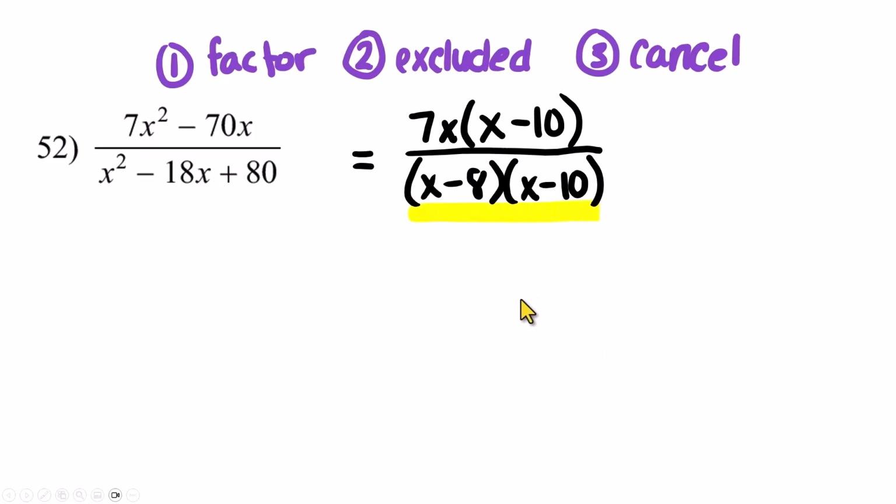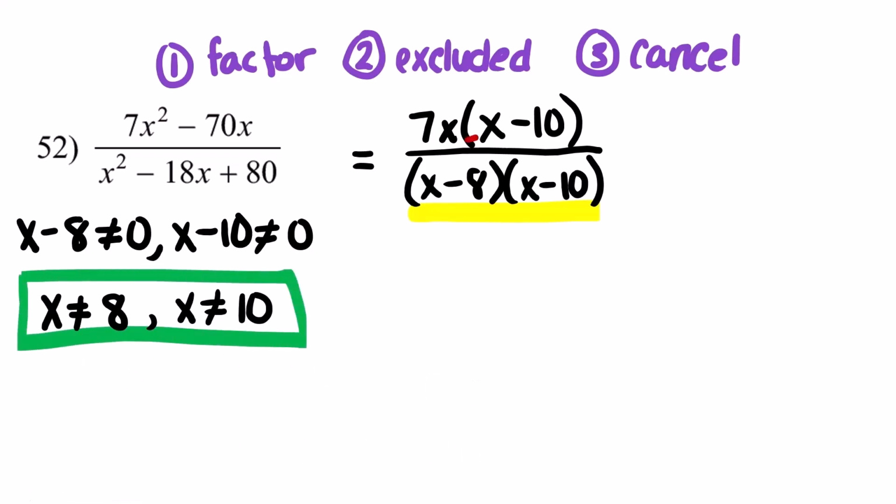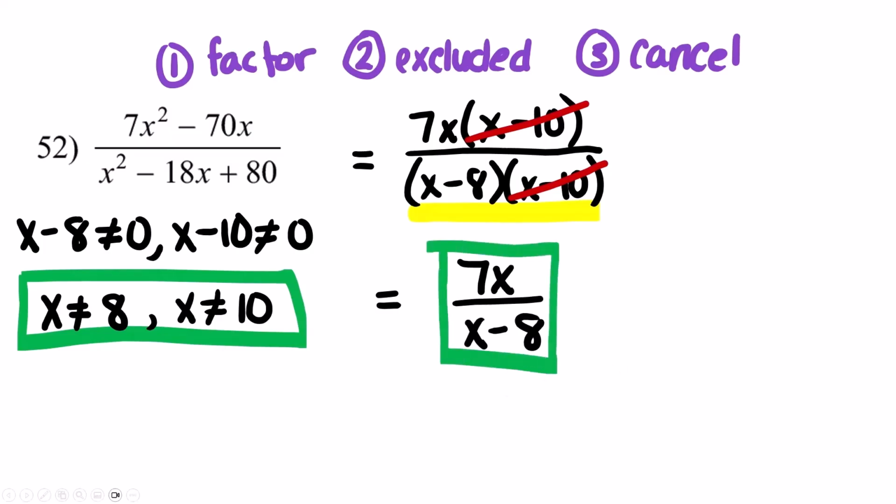So let's get our excluded values next. x minus 8 can't equal 0, and x minus 10 can't equal 0. This is just like solving with just a little language change where you're saying, I don't want that to happen. So x can't equal 8, and x can't equal 10. You're done with that. Now scratch. Oh, scratch that itch. 7x over x minus 8, and we are done.